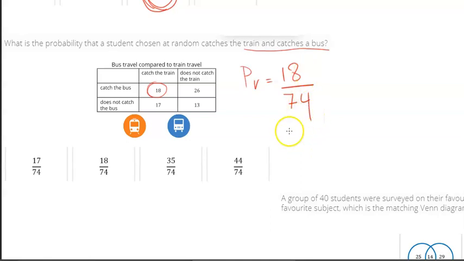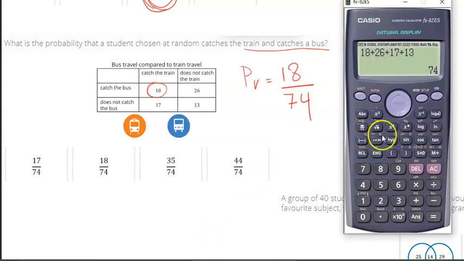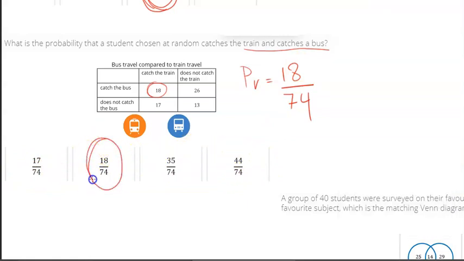Now I've just realized that 18 over 74, because both of these numbers are even, it does simplify down to 9 over 37. However, all the answers provided are out of 74. So in this case, it has to be 18 out of 74.